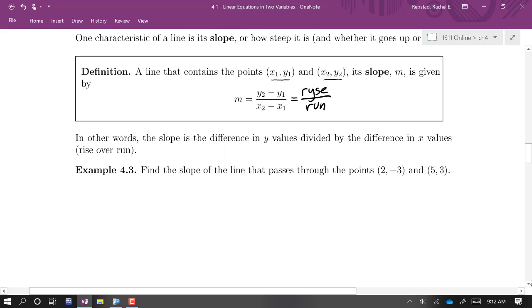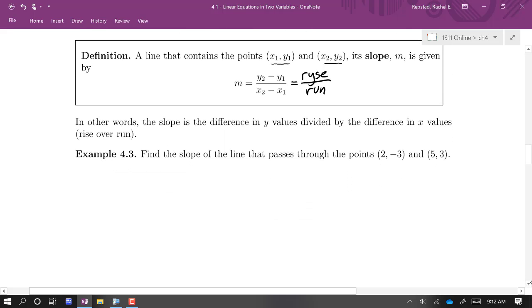So if I want to find the slope of the line that passes through these 2 points, we can use that formula. First, I'm just going to pick which one of these points is my x1, y1, and which one is my x2, y2. It doesn't matter how you make that choice. You will get the same value in the end for the slope. So I'm going to take the first one and say that's my x1, y1. The second one is my x2, y2.